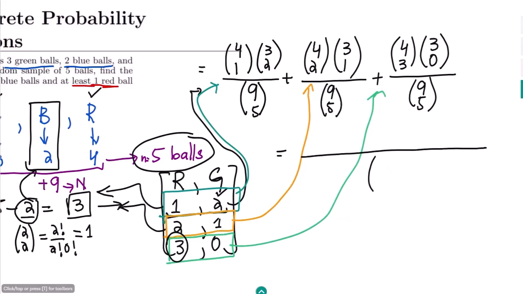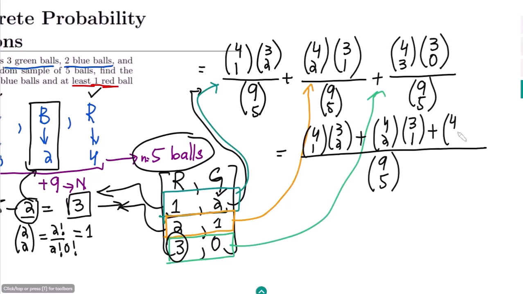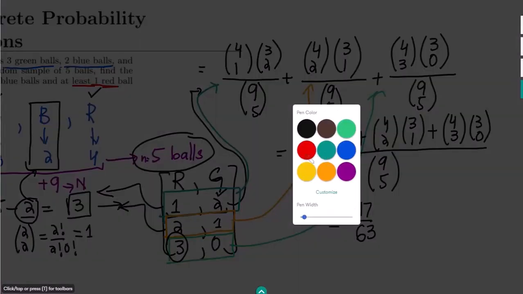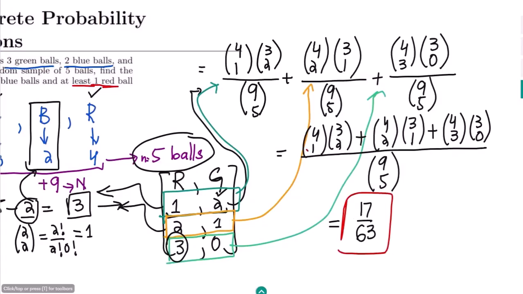Writing them together, 9 choose 5 is the common denominator, and here we will have 4 choose 1 times 3 choose 2, plus 4 choose 2 times 3 choose 1, plus 4 choose 3 times 3 choose 0. Now solving it, the answer will be 17 divided by 63, and that is what we have got after solving this one.